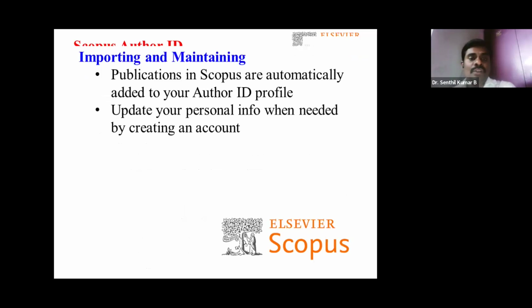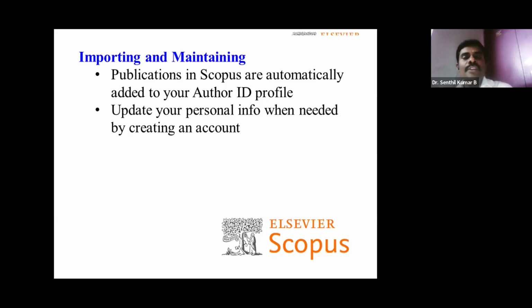The next thing in Scopus is importing and maintaining. Your publications in Scopus are automatically added to your author ID profile. So this is quite simple. You need not worry at all. If you publish a paper in a Scopus indexed journal, Scopus itself will create an account for you and your publication will exist in your profile.